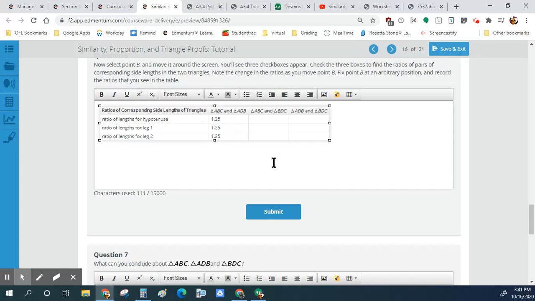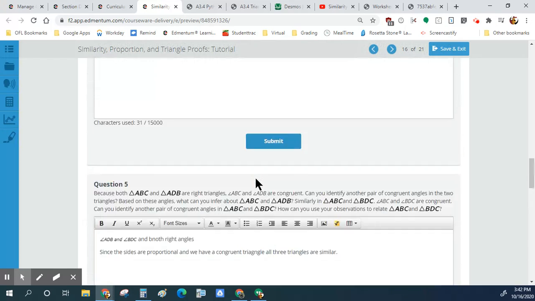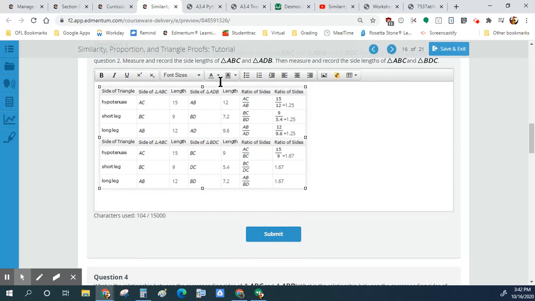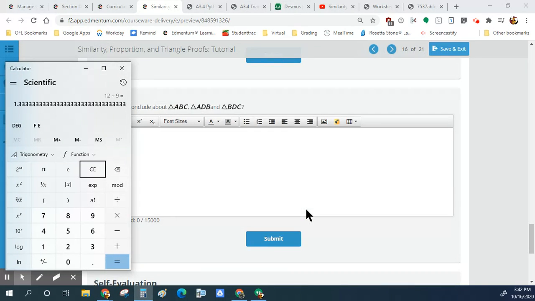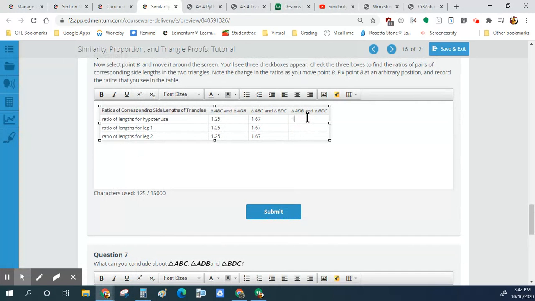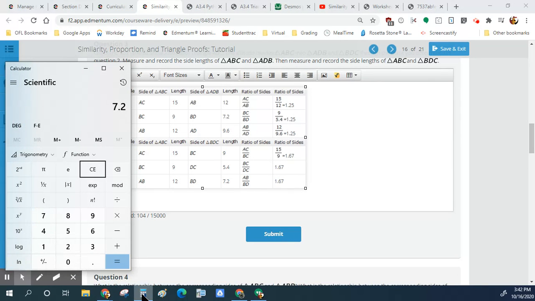And then this one was 1.67, 1.67. Now this one we haven't done yet, so we're going to have to do it as 12 over 9. So 12 divided by 9 is 1.3333. 1.33. And just to make sure, we know where they're going with this, but let's just type it in.